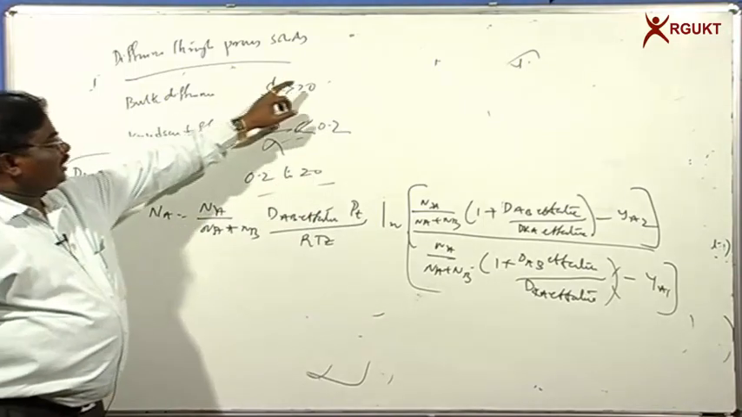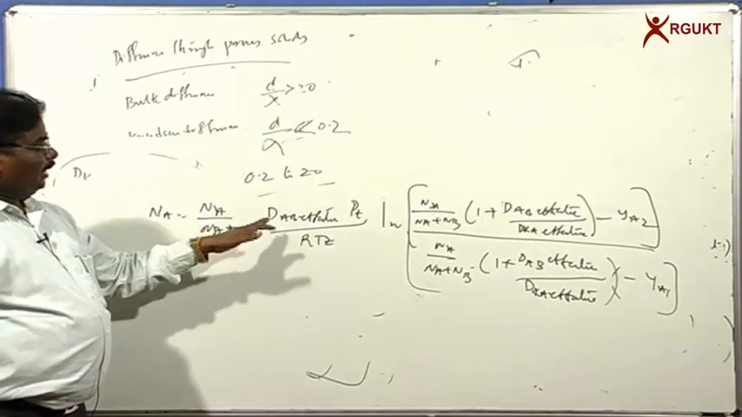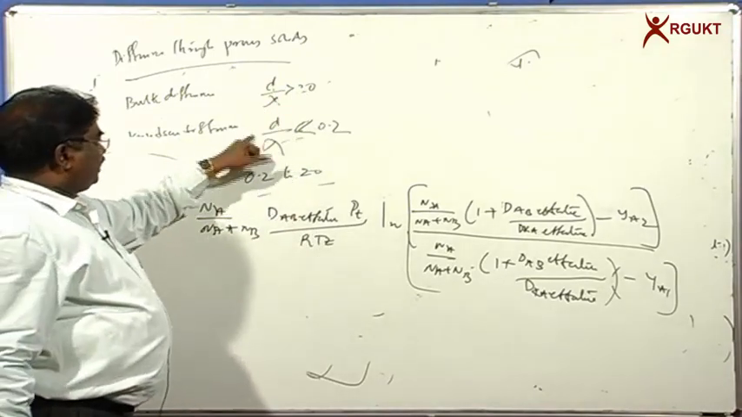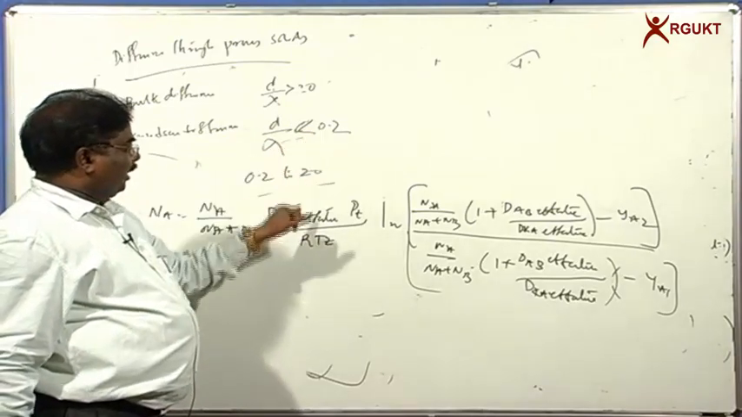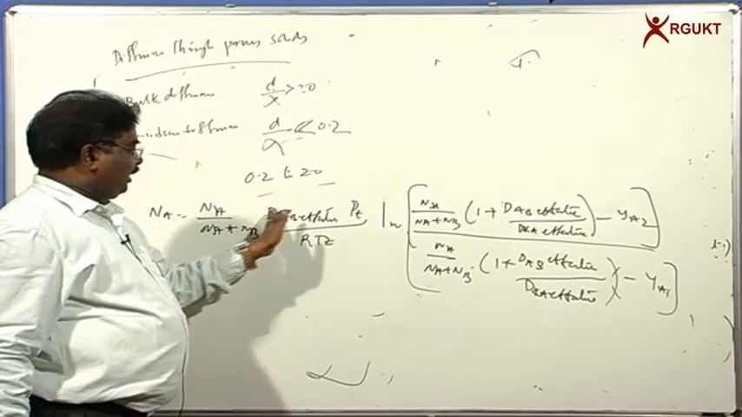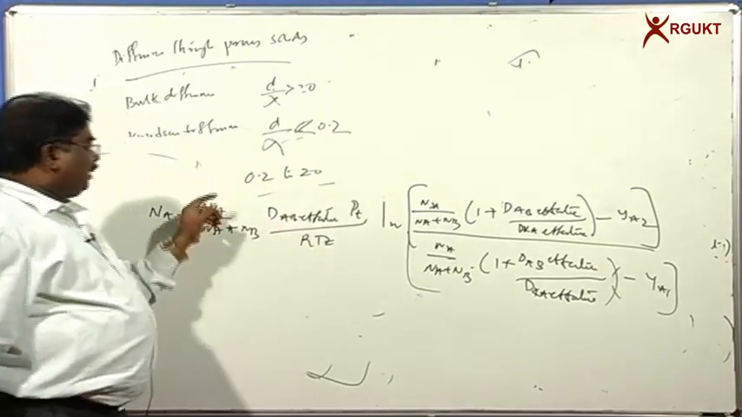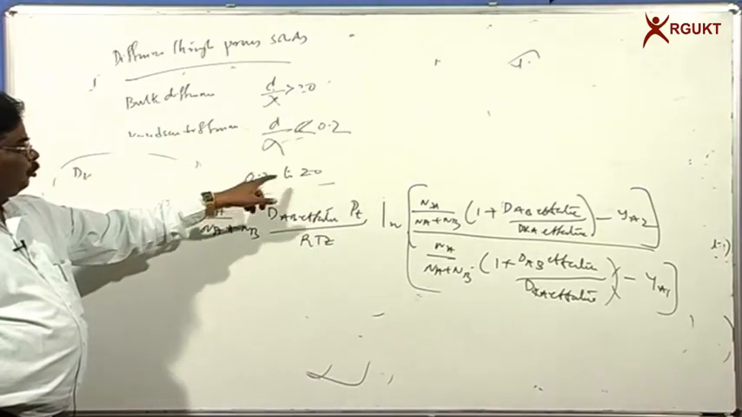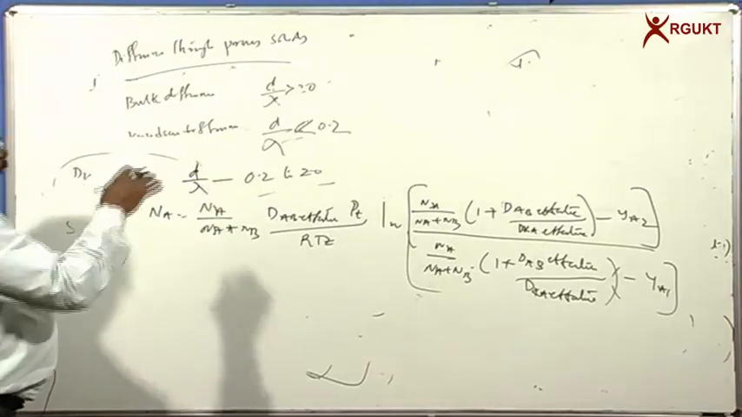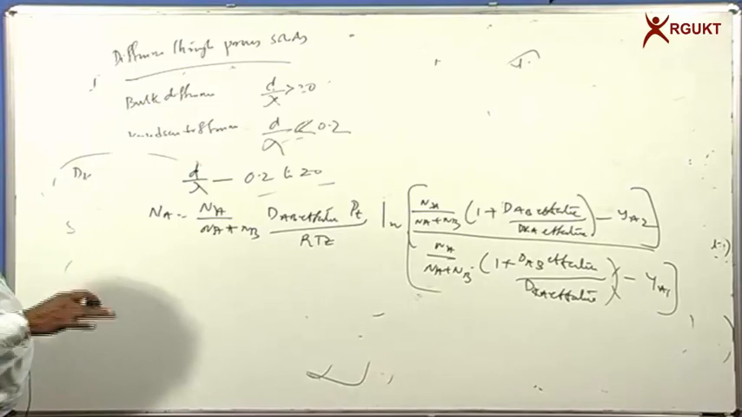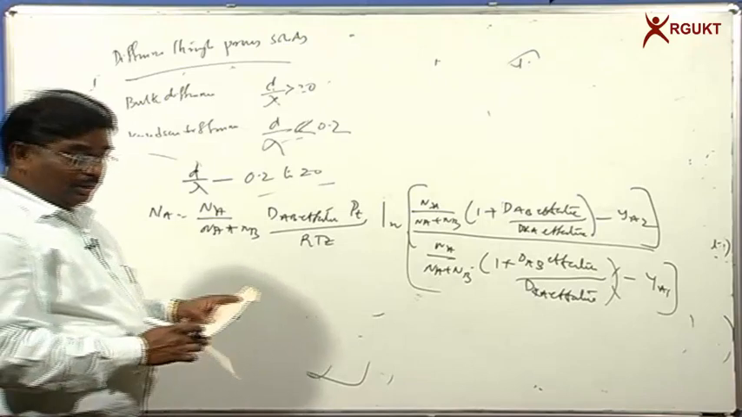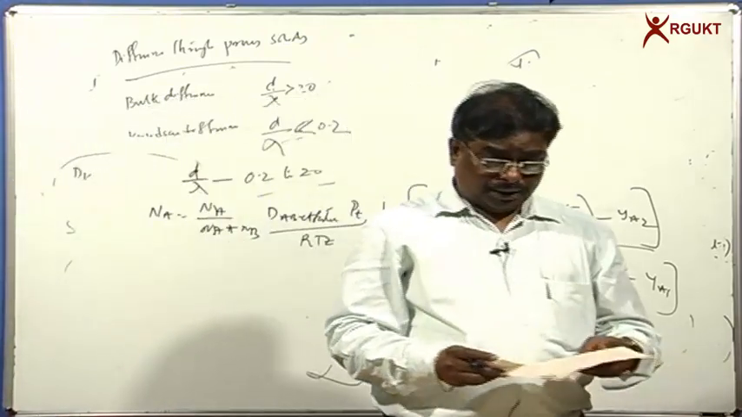If d by lambda is greater than 20, as we discussed already, we use DAB effective and calculate the flux. And if Knudsen diffusion is going to take place, d by lambda less than 0.2, instead of DAB effective we use DKA effective, and we calculate the fluxes. But if d by lambda is between 0.2 and 20, then both Knudsen diffusion and bulk diffusion are important, and one can use this expression to calculate the flux values. So this is what I want to explain to you.